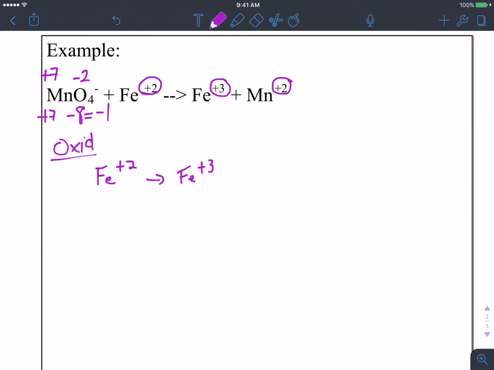Then we need to deal with the reduction reaction. And now I'm going to leave some space here on purpose. You'll see why in just a moment. But that reduction reaction then is the manganese oxide ion. That's gaining electrons, so it's becoming more negative, going to Mn+2.